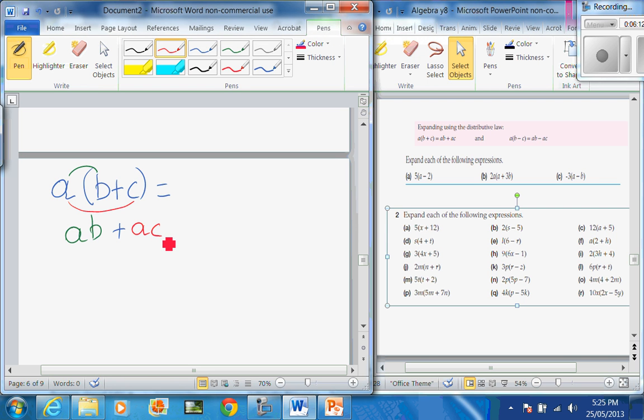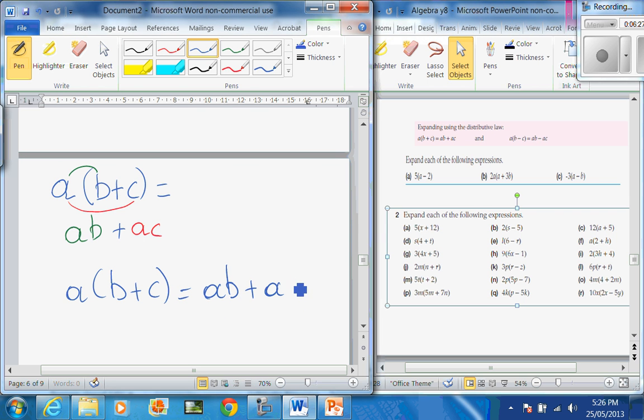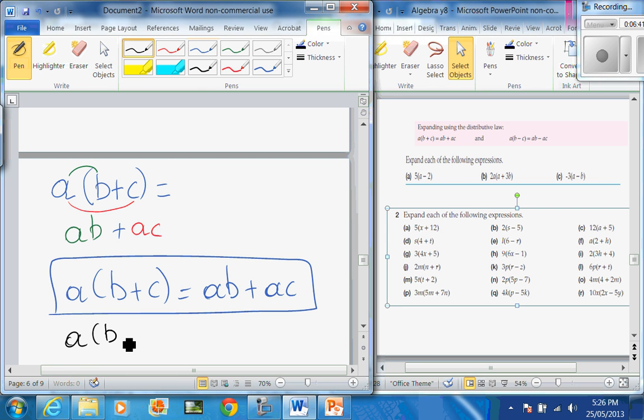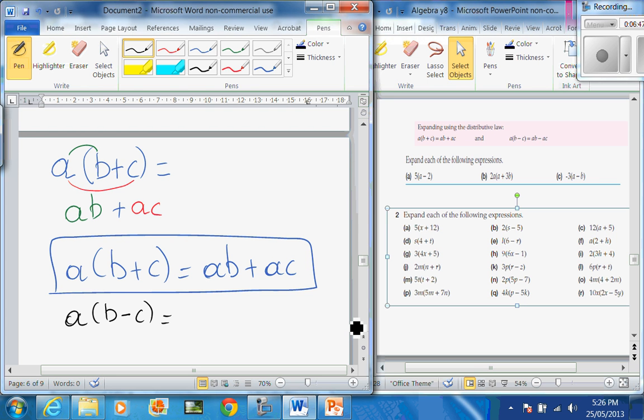This is the distributive law. It tells me A times B plus C equals AB plus AC. I have to write them in this format because this is what I want you to remember. What happens if I have a minus, not plus? So what happens if I have A, B minus C? What will be the case? Do I have plus here? Yes. What do I have here? Plus. The same trick applies here.